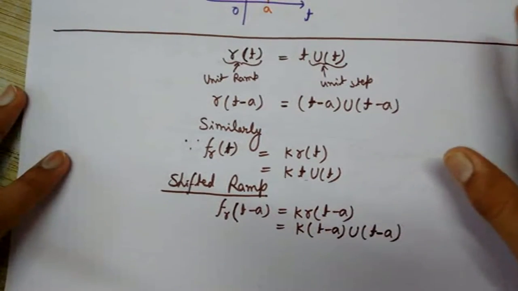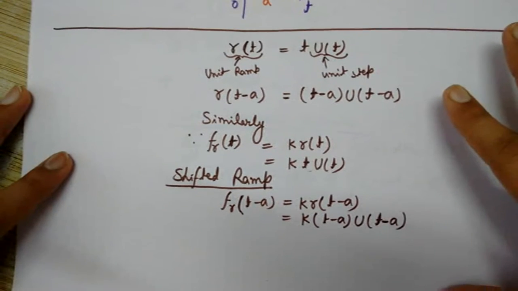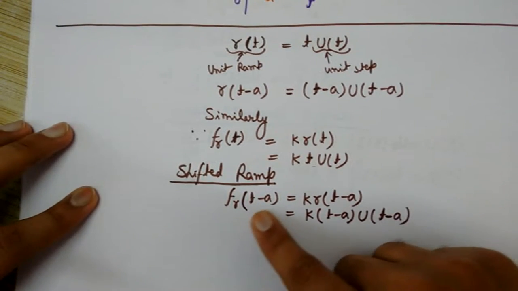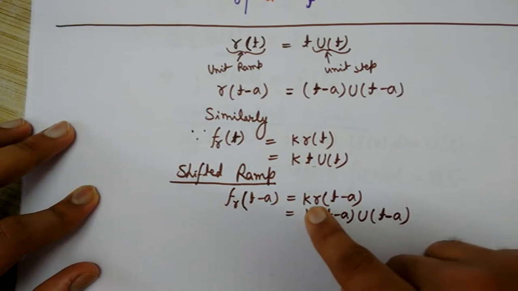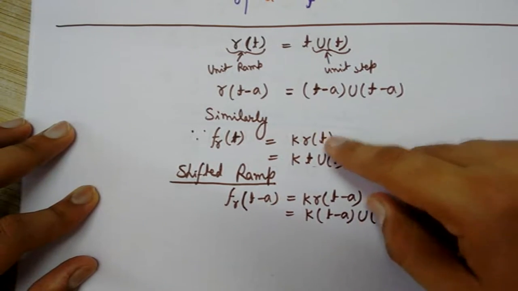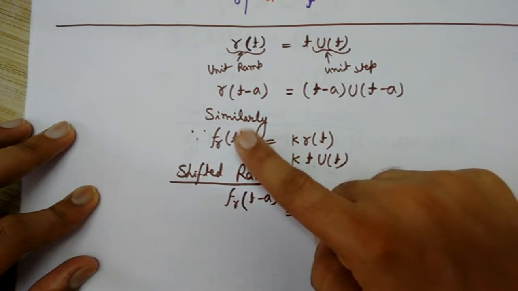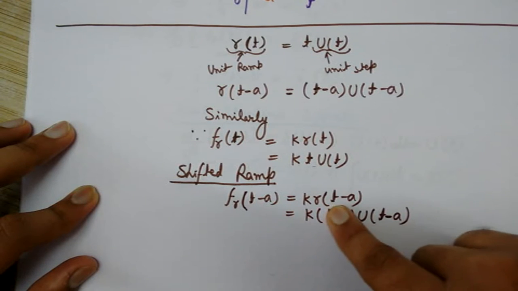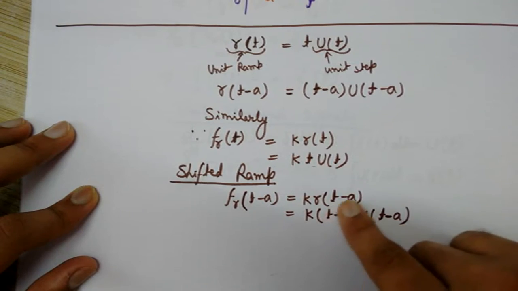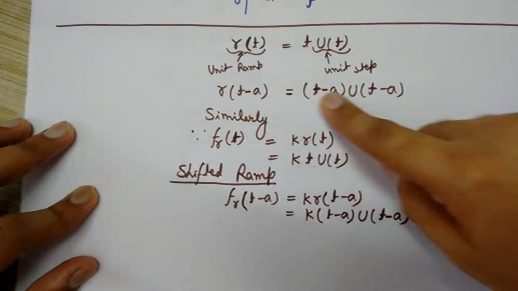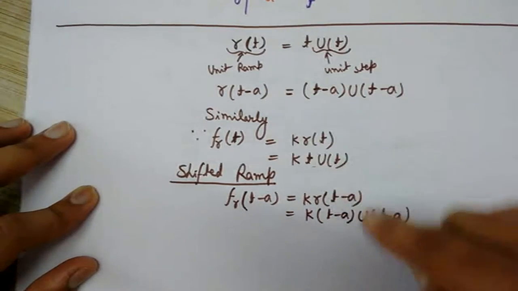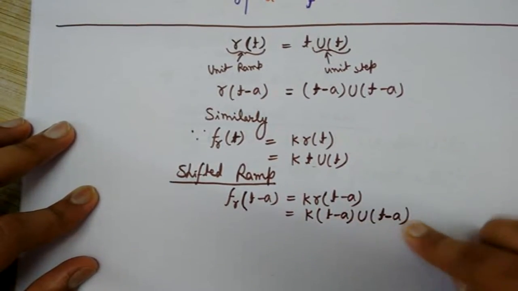Now see some results for the shifted ramp. f_r(t minus a), shifted by a, equals K r(t minus a). From this you can see, replacing t by t minus a, it equals K r(t minus a), so K (t minus a) u(t minus a). Since r(t minus a) we have defined as this, replace the value of t minus a from here, and put this value here.